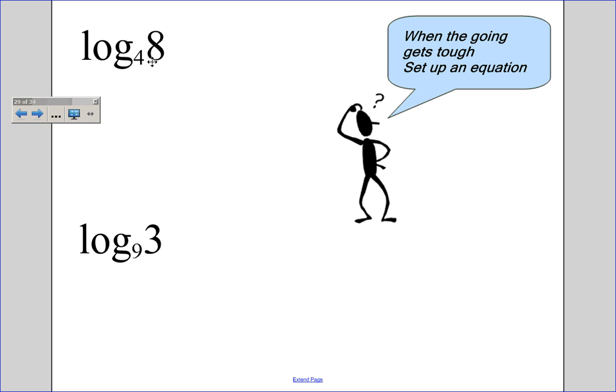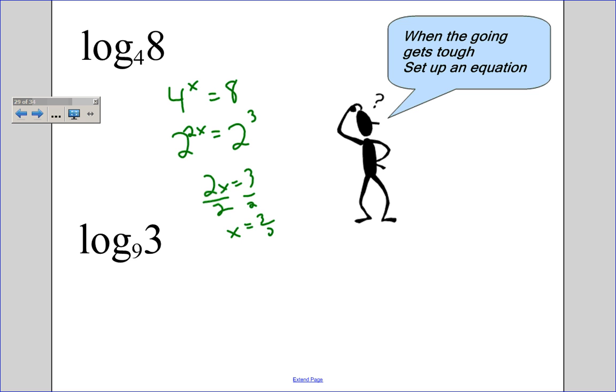Alright, now these get a little trickier. Log base 4 of 8. I'm saying 4 to which power is equal to 8. Now, some people might know the answer right off the bat. I think it's easier to put these both into the same base. 8 is 2 to the third power. 4 is 2 to the second power. So if 2 to the 2x is equal to 2 to the third power, 2x has to equal 3. So if I divide by 2 on both sides, x is going to be 3 halves.